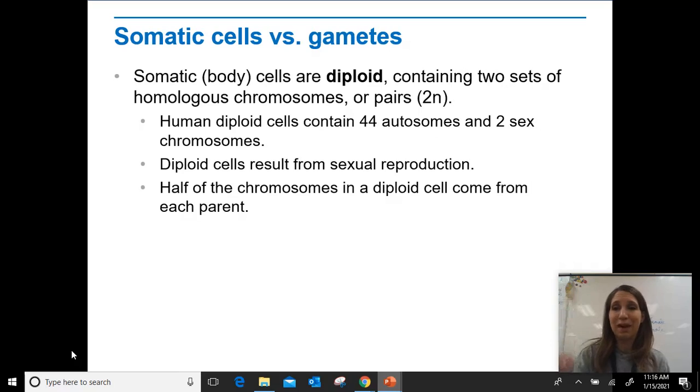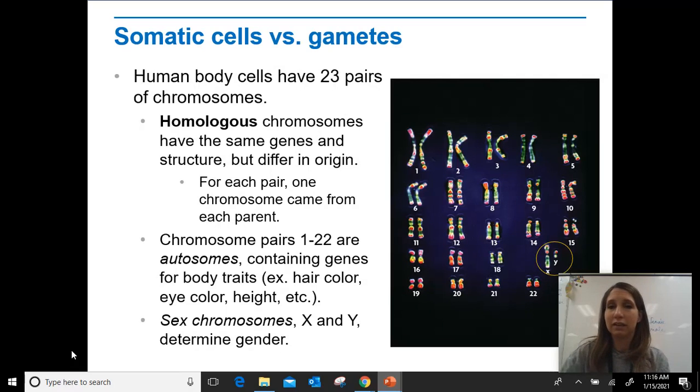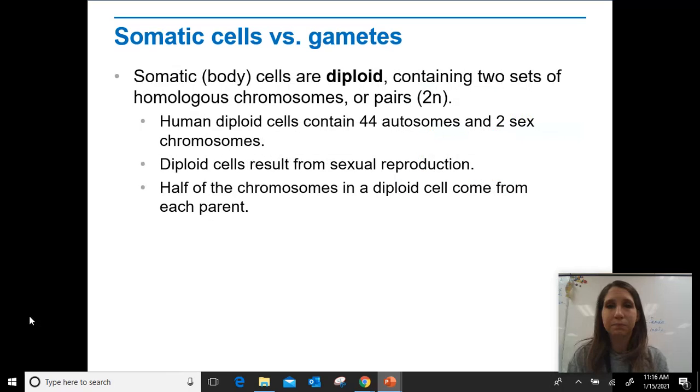One set came from mom and one set came from dad, and those are these homologous pairs that we just saw here on this last slide, right? I'm looking at pairs of these. I have one set from mom and one set from dad. So we can say an individual or a cell that's diploid is represented as 2N. N in this case represents the number of sets of chromosomes.